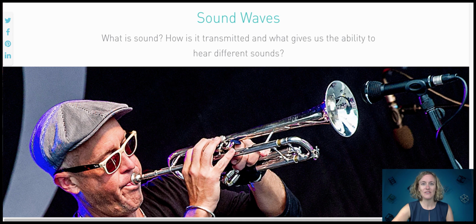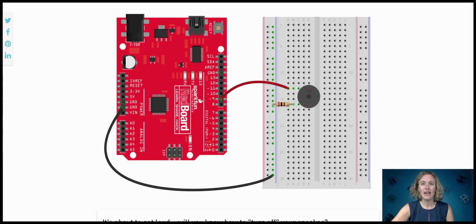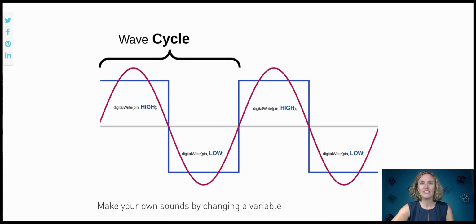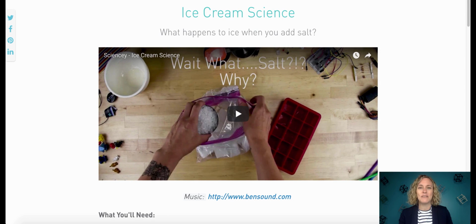Sound Waves has the students wiring up a piezo speaker and then using that piezo speaker and the Arduino sketch to create different sounds. In the experiment titled Ice Cream Science, the students will use the temperature sensor to collect data, and then they will interpret that data to see what happens when you add salt to ice.